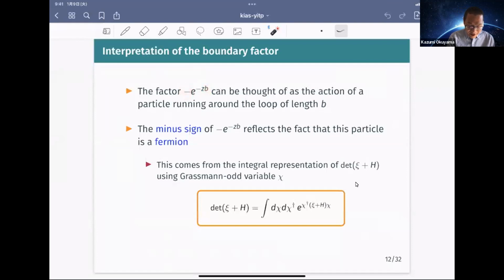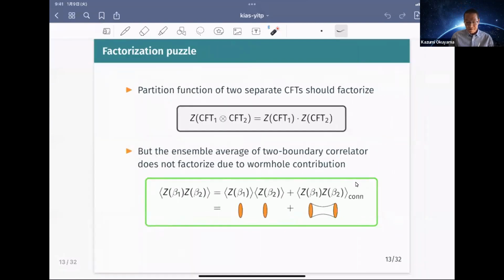And the extra minus sign of this factor reflects the fact that this particle running around the loop is actually a fermion. The appearance of this fermion is understood from the integral representation of the determinant operator using a Grassmann odd variable. So the FZZT brane operator corresponding to the determinant operator can be written as an integral of the Grassmann odd variable. This is why this minus sign appears in this boundary factor. So, using this kind of prescription, one can study the FZZT branes in the matrix model.